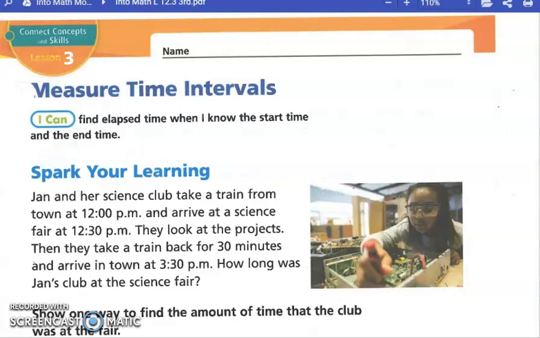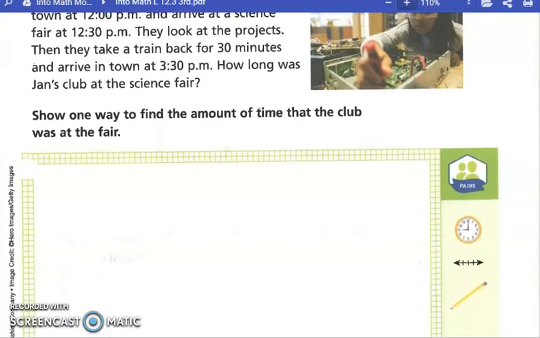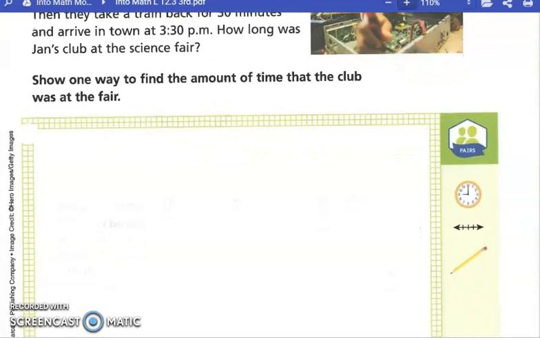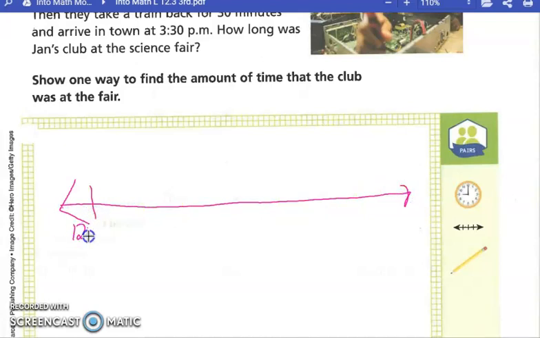Okay? So we're going to do this as a number line. It says show one way to find the amount of time. So we're going to draw a number line on our paper. And what time did they leave? 12 o'clock. So we're going to draw our number line, and we're going to make this first point on it 12 o'clock p.m.